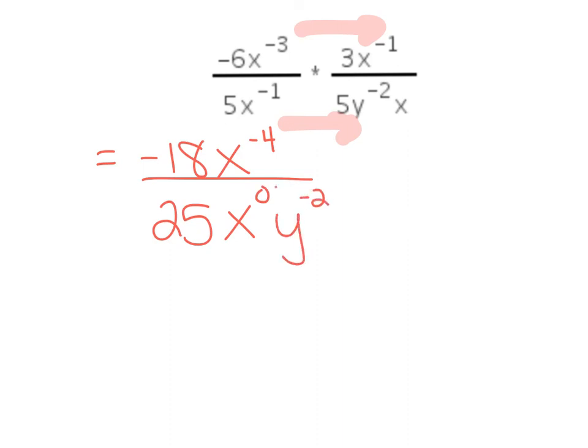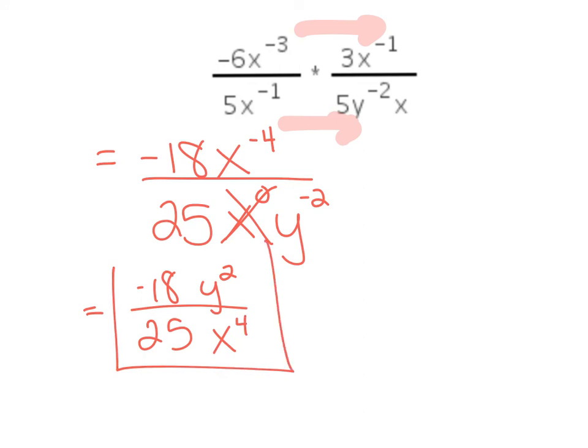Now x to the 0 is just 1, so I'm going to just get rid of that because I'd have 25 times 1 on the bottom. This produces negative 18 stays on top and 25 does not reduce. The y to the 2nd is going to move to the top and the x to the 4th goes to the bottom. I'm finished because I have no like bases remaining.